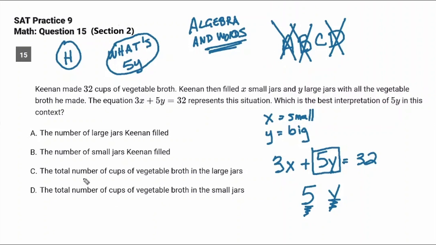C, the only answer that's left, says total number of cups of vegetable broth. So that's 5, the number of y, the large jars. It's the thing combined. It also happens to be a much more complex answer than A, and if you think about it, that's much more likely to be right on a hard question. You can get these right very quickly, very methodically, no matter what the level of difficulty, and move on.